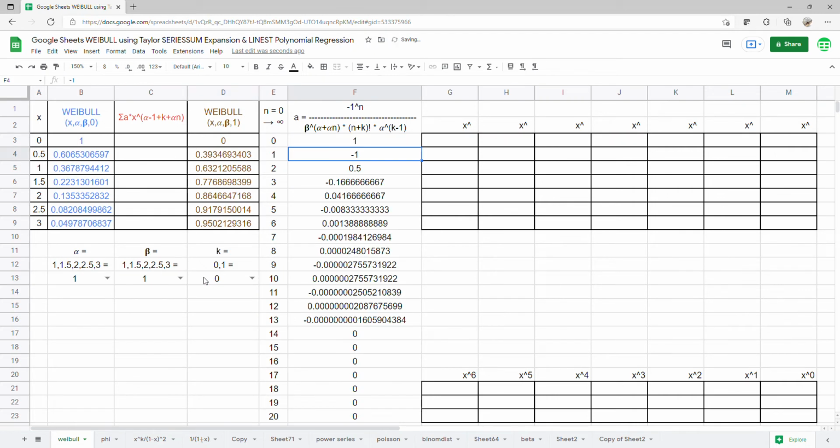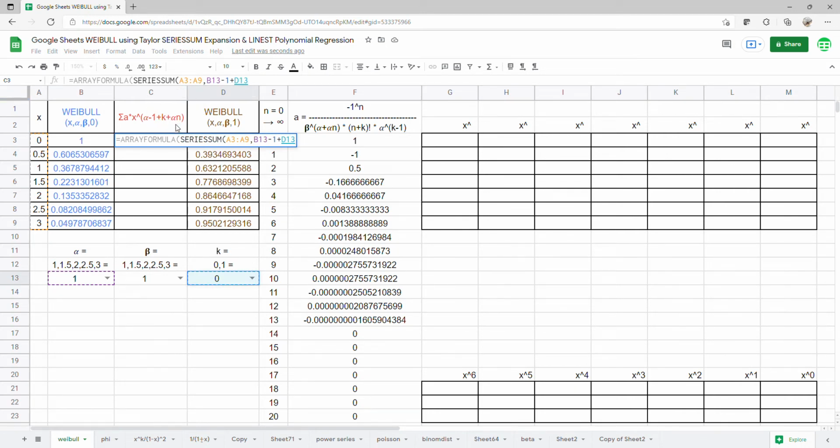And then, now we can complete the Taylor series expansion, which is equal to array formula, series sum of the x values raised to the power alpha minus 1 plus k plus alpha n. So it starts with alpha minus 1 plus k. That's the starting point.